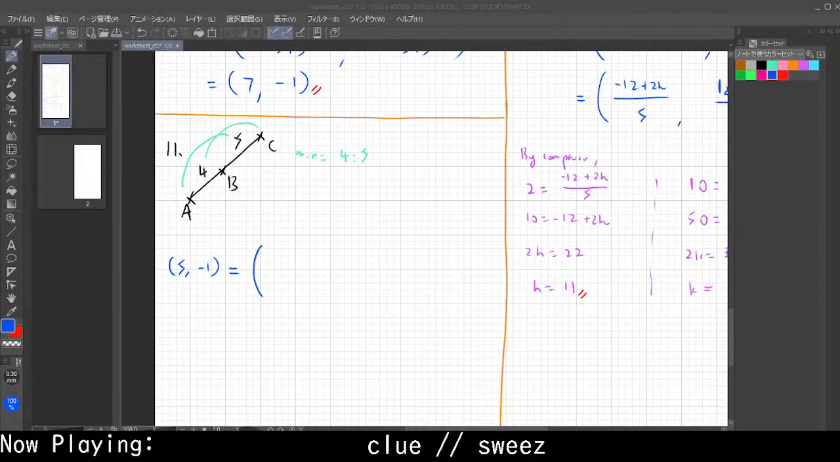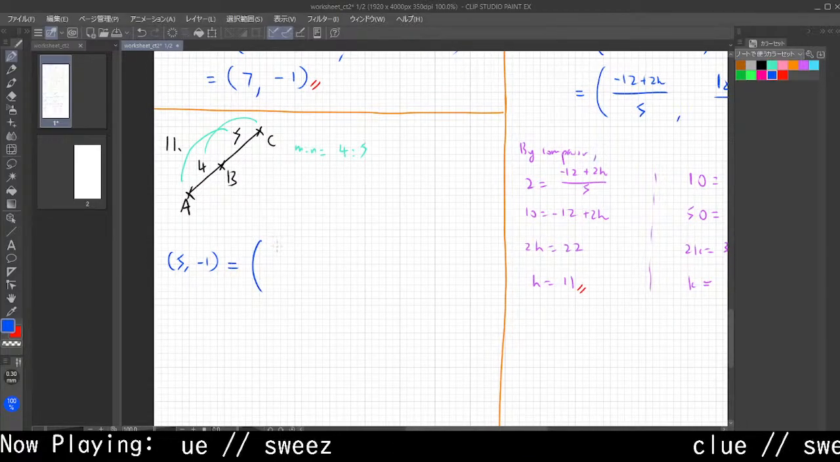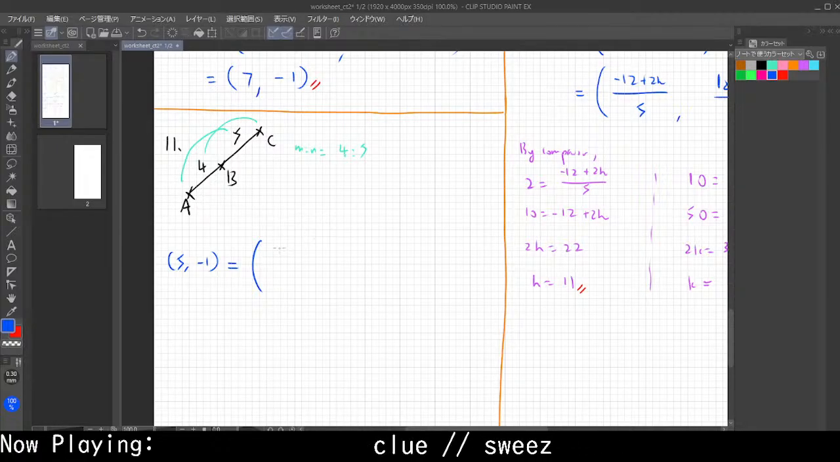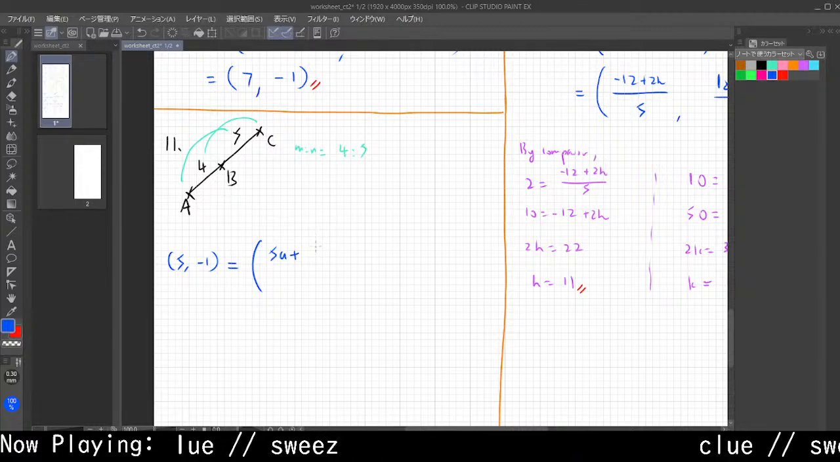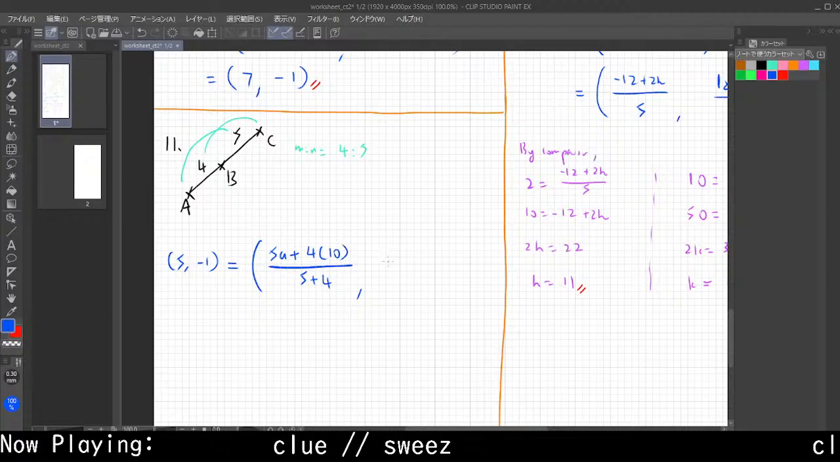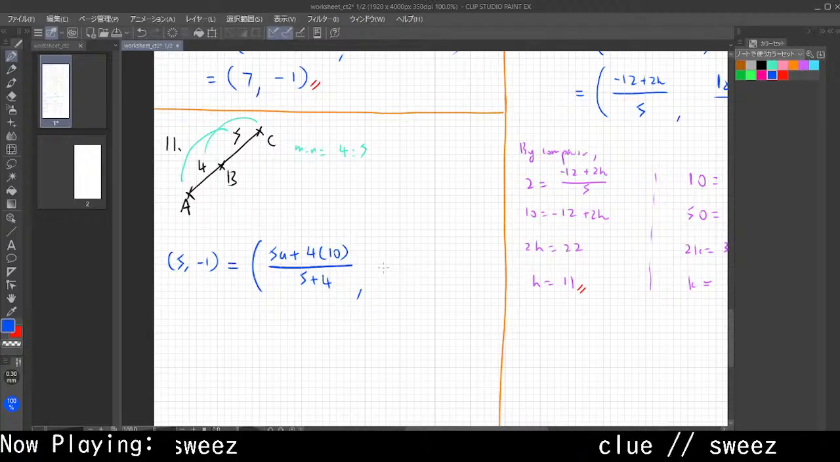Okay, then you want to be able to just follow the formula. So 5, your n times your x1, so 5 times A, plus m times x2, so 4 times 10, over total parts, which would be 5 plus 4 is 9. Same goes to your other one.